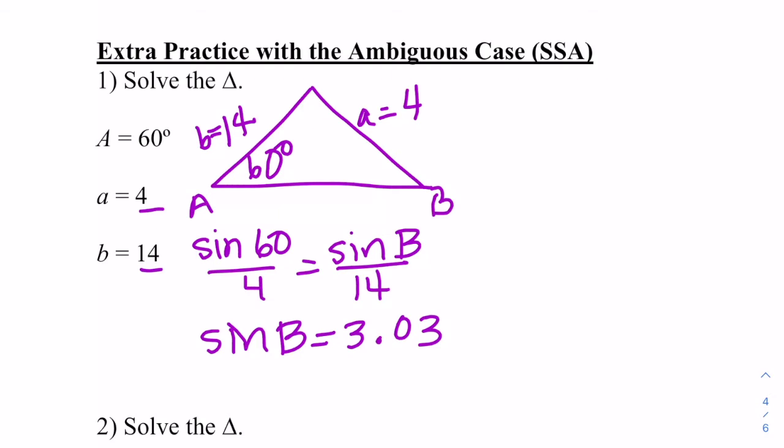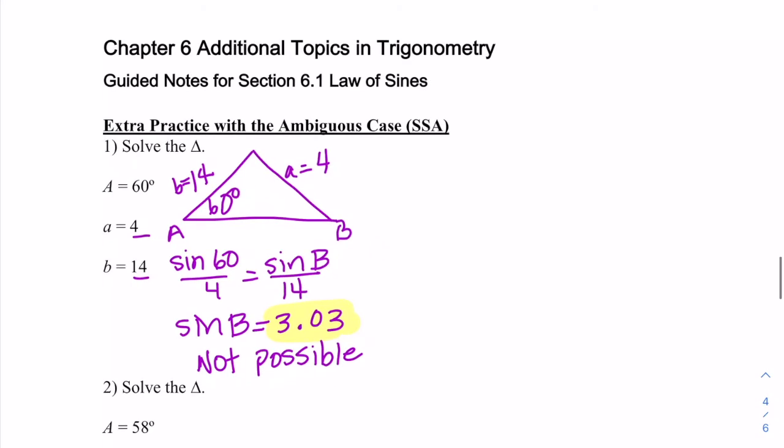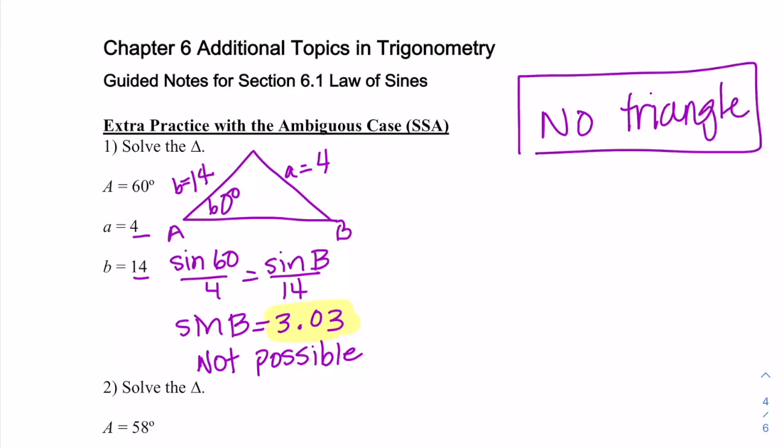3.03. Now this should give red flags because we know that sine cannot be greater than 1. So when you put that in your calculator, you're going to get an error message. So this is not going to be possible. So when it's not possible, we know that there can be no triangle. Okay, that's probably the easiest and fastest way to decide if there are no triangles, one triangle, or two triangles.